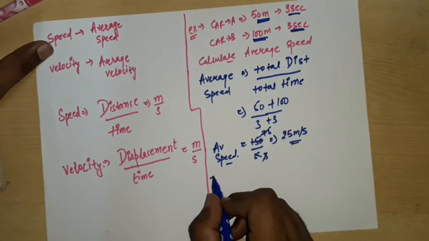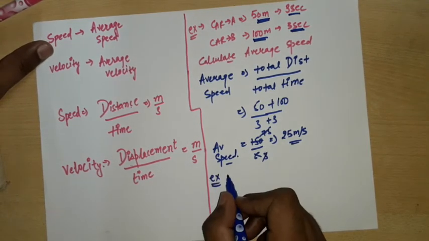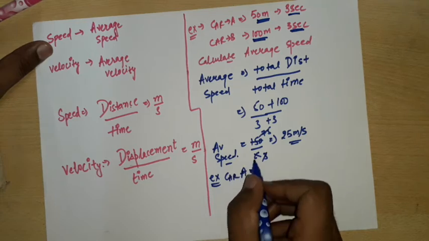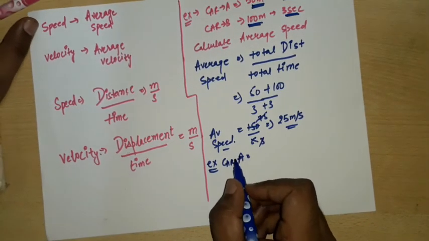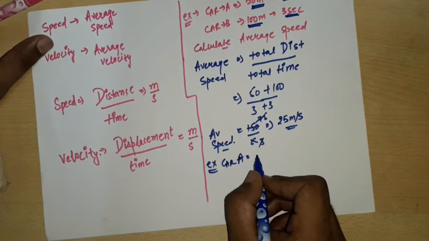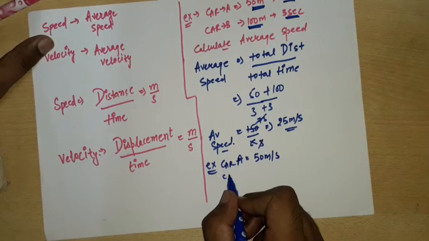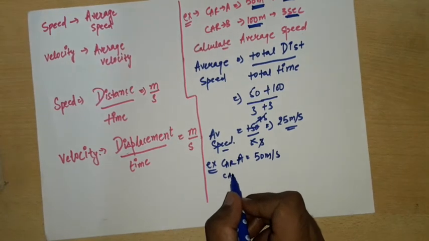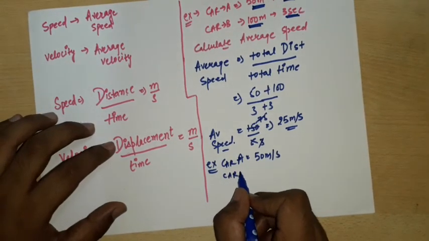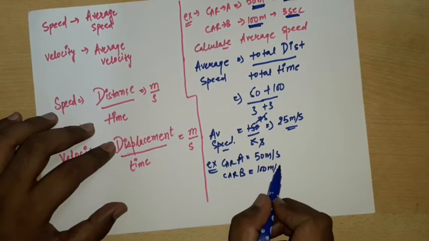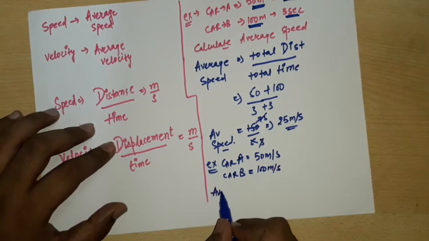Let me take one more example. Here given to you car A whose speed is 50 meter per second. Directly speed is given, right? And car B whose speed of 100 meter per second is given to you, and you have to calculate average speed.